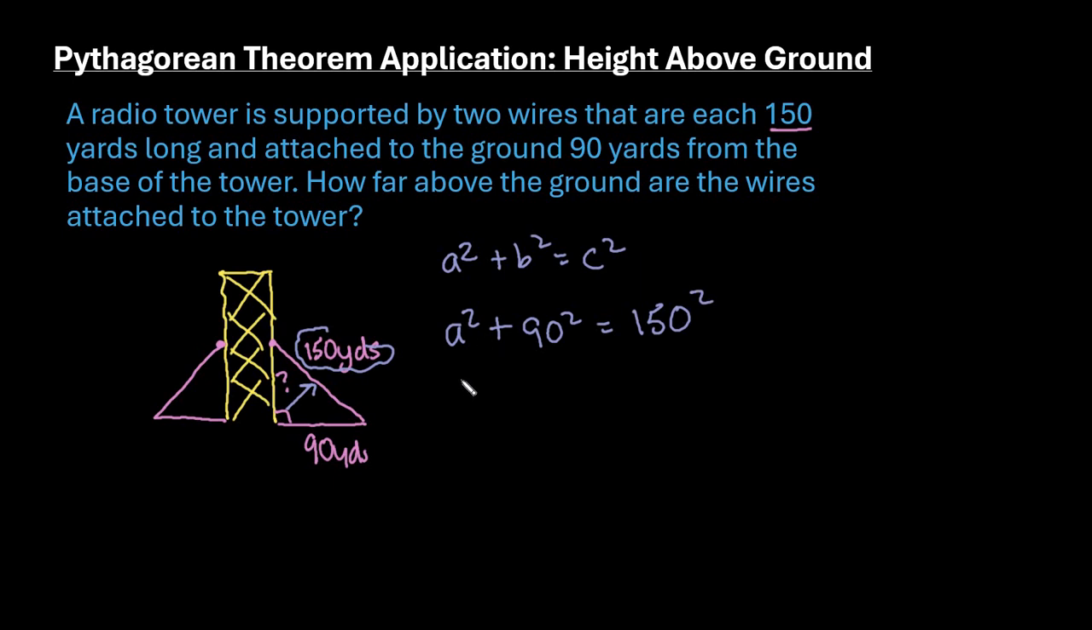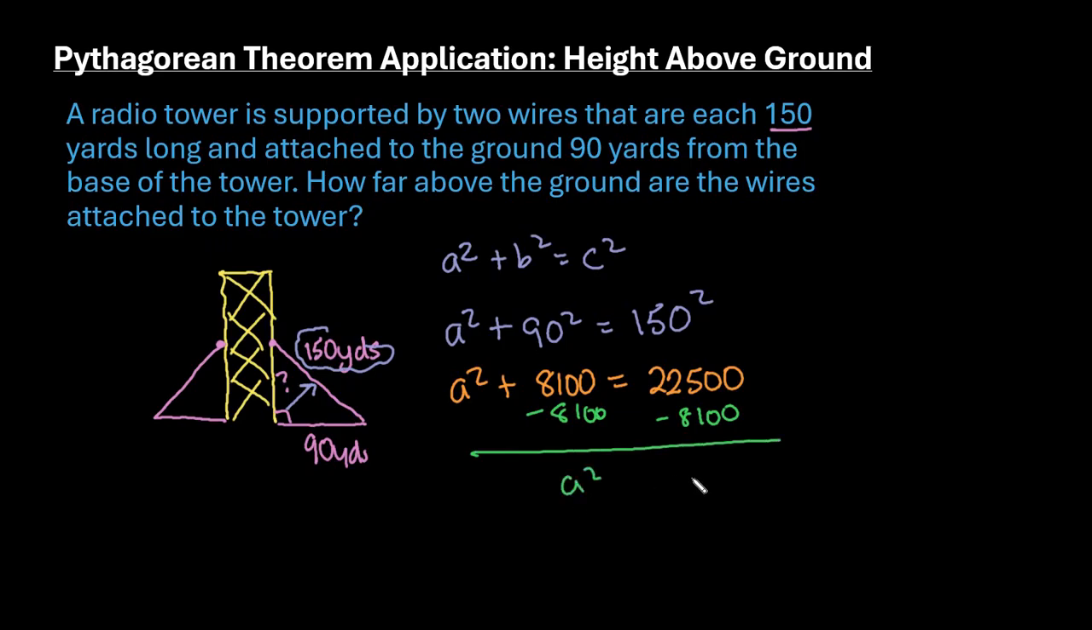And then from there we just simplify. So I have a squared plus, when I square 90, I end up with 8,100. And when I square 150, I end up with 22,500. And from there, we would just solve. So I'm going to subtract the 8,100. And I end up with a squared is 14,400. And if we take the square root of that, we end up with a nice answer where it goes in exactly. And we see that it's 120 yards.